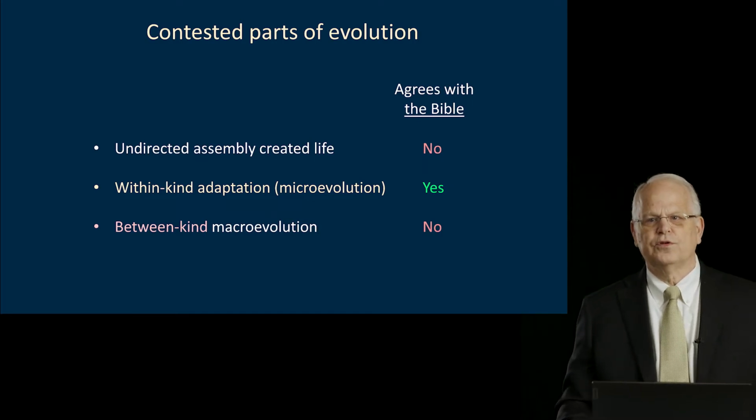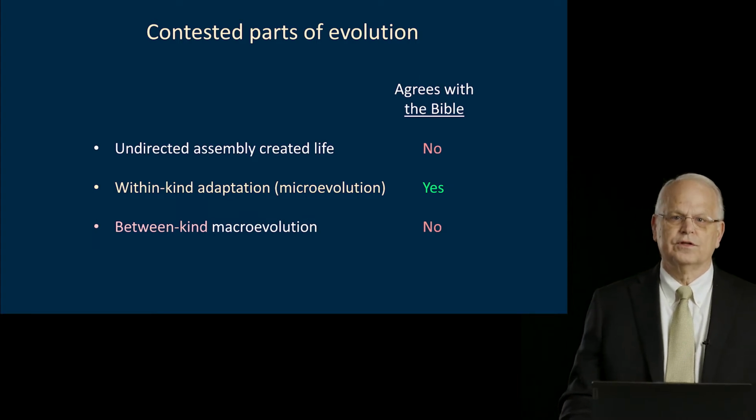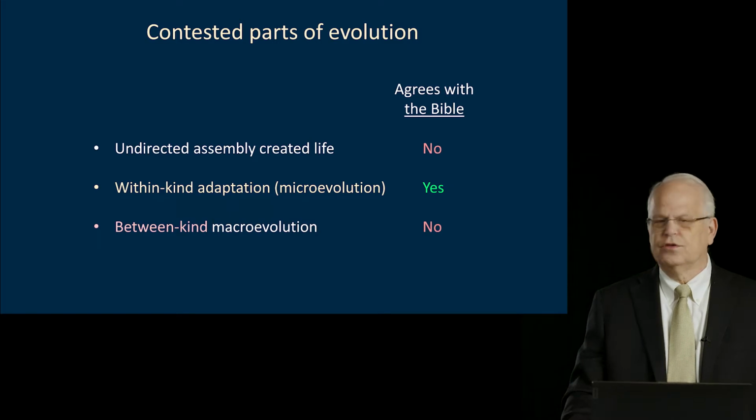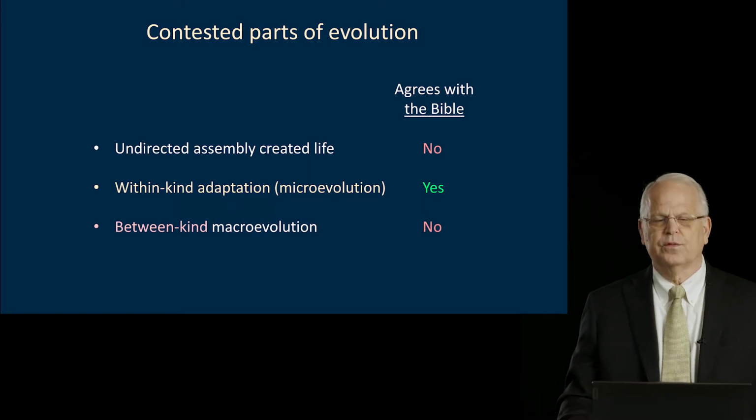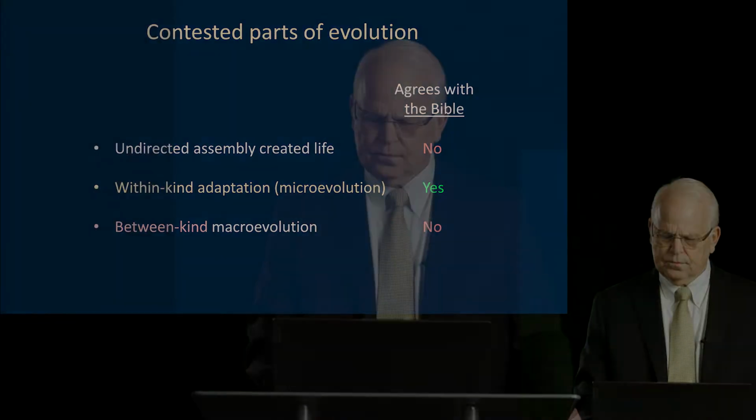Now the third part, between kind macroevolution, that says we all descended from a single organism from random changes, does not agree with the scripture. And the scripture definitely talks about God creating different kinds. Now I'm going to talk just for a few slides on between kind macroevolution, but that's not the major part of this talk. But there's much more material on this in my book, but I want to highlight a few points that I think are very much merited.